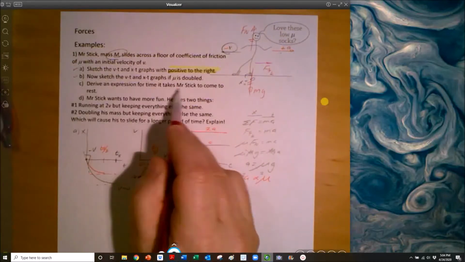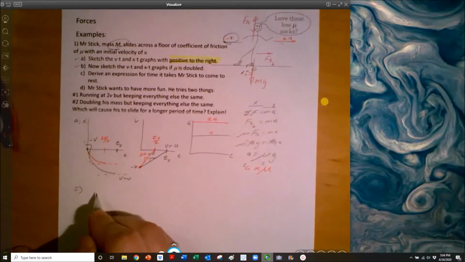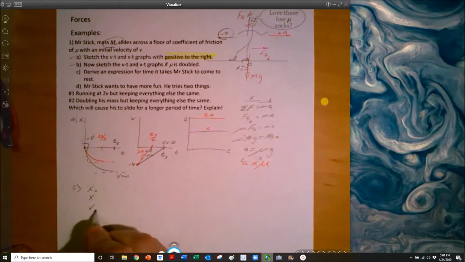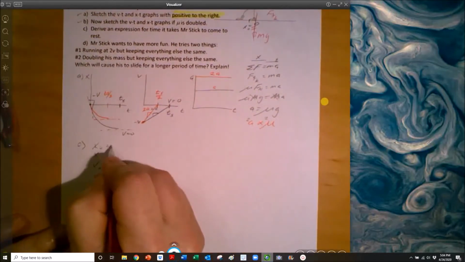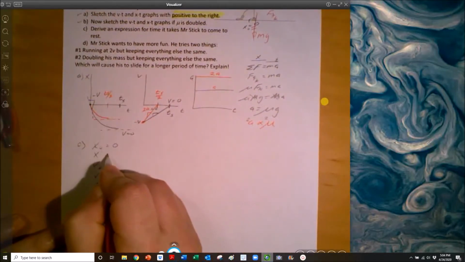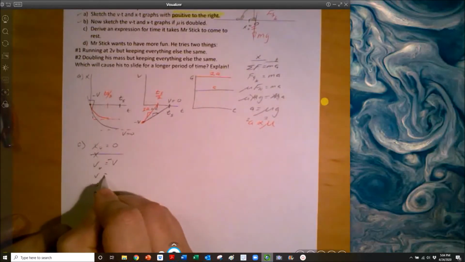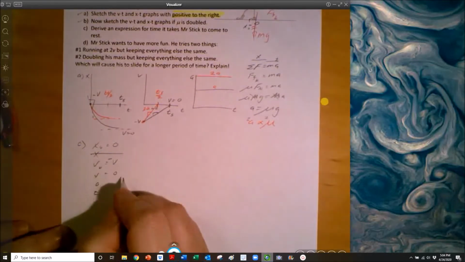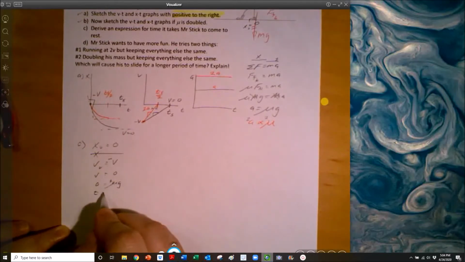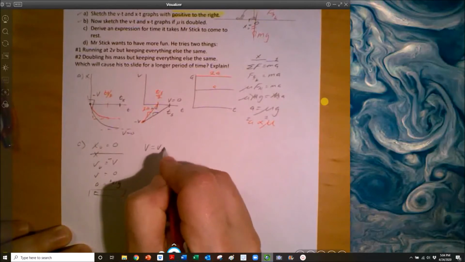Part C: derive an expression for the time it takes Mr. Stick to come to rest. All right, so we have x naught, x, v naught, v, a, and t. Let's put all that together. We're starting at 0. We do not know how far he goes. We know the initial velocity is negative v. The final velocity is 0. And then our acceleration we calculated to be mu g, positive. And we're looking for time. So, hey, we can just use v equals v naught plus at.